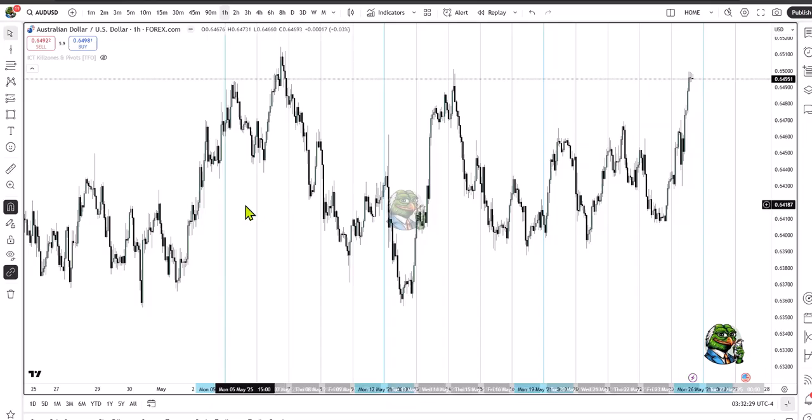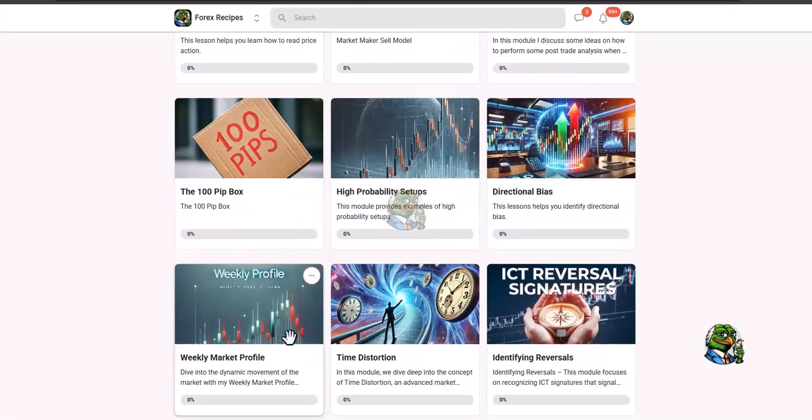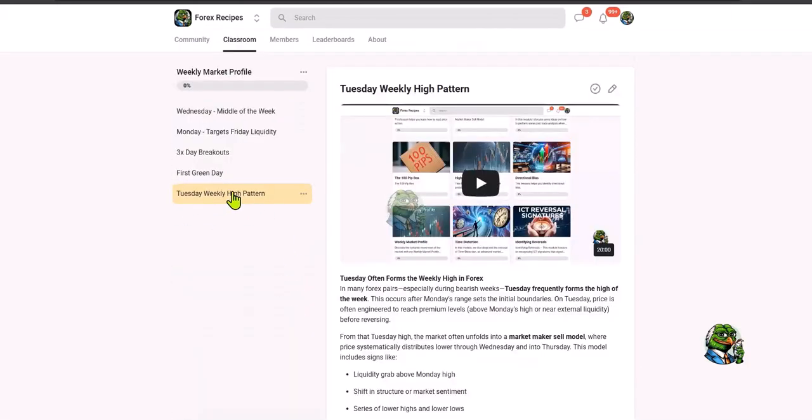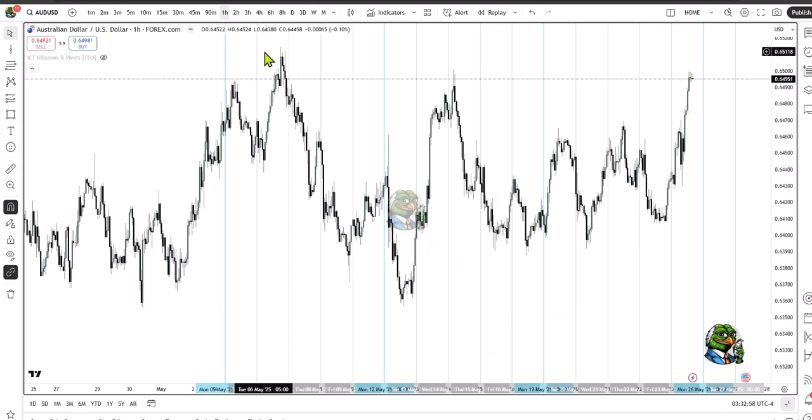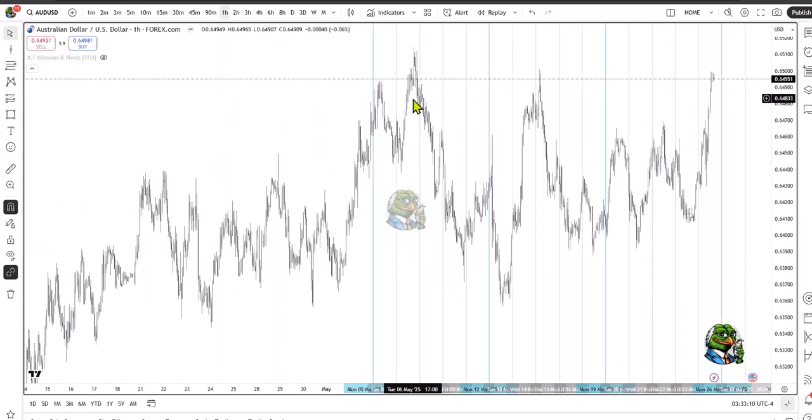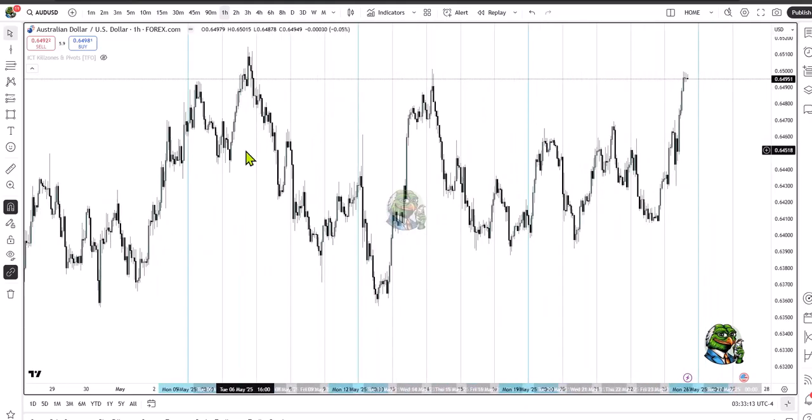So here you can see that on Monday we trade, and then on Tuesday, which typically forms the high of the week, that's what's mentioned in our weekly market profile module here, the Tuesday weekly high pattern. You can see here Tuesday we mark the high of the week, and that's when I get interested in the market, because not only has Tuesday marked the high of the current week, but we've taken out previous weekly highs.